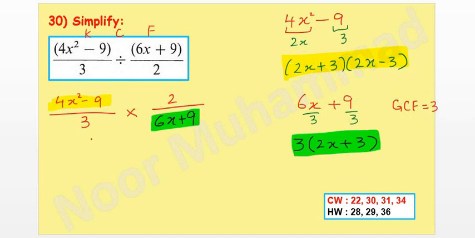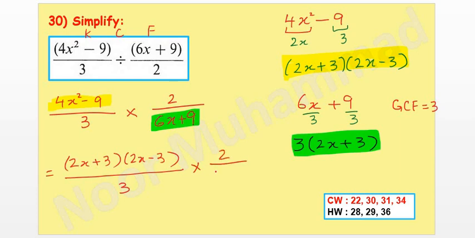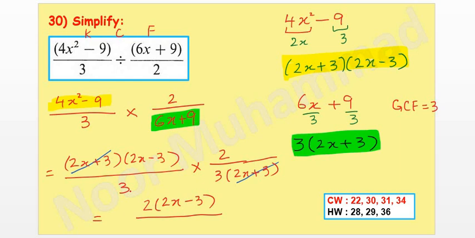So let's replace them with their answers. So this one is giving us 2x plus 3 into 2x minus 3, 2 factors. And in the denominator we have 3 times it by 2 over 3 times 2x plus 3. So let's see, what can we cancel now? Similar factors can be cancelled. So this whole factor can be cancelled with this whole one. So what we are left with in the numerator is 2 times the bracket 2x minus 3, and in the denominator this 3 is left and this 3 is left. So 3 times 3 will be 9. So this is the answer.